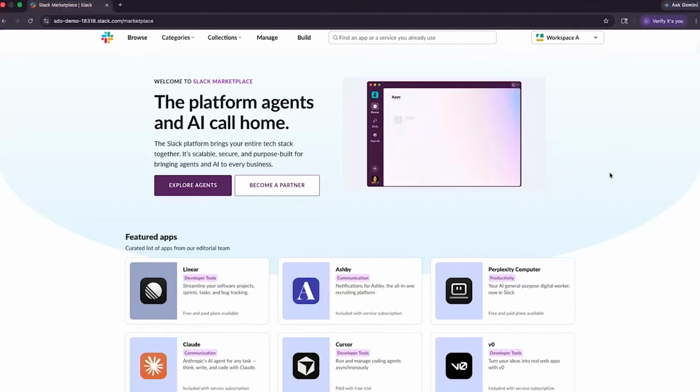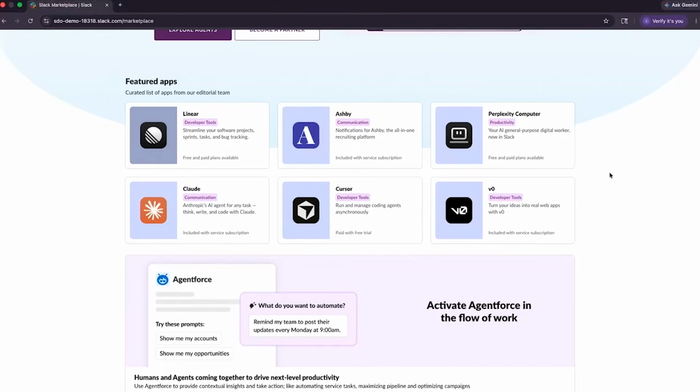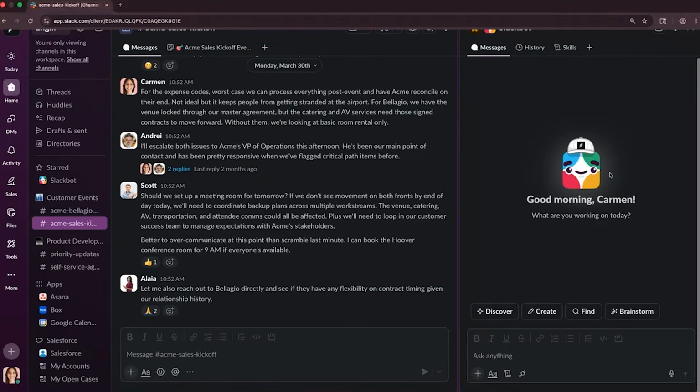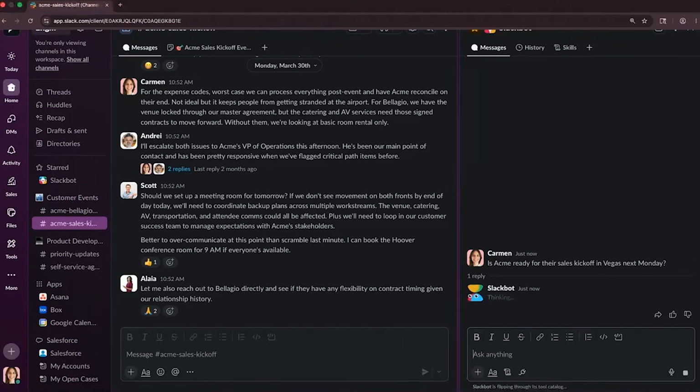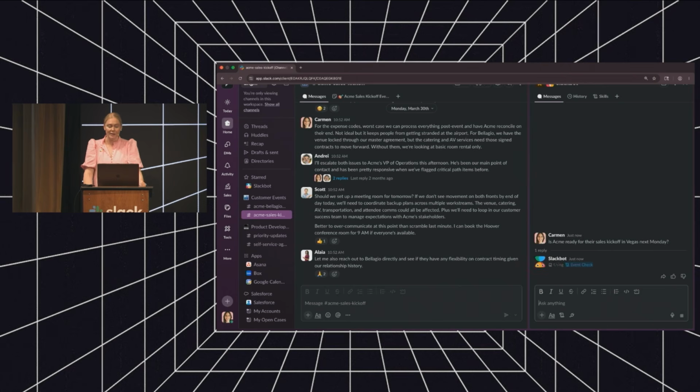So in this case, we're going to take a look at how we leverage Linear, Cursor, DocuSign, all these fantastic pieces. So we're going to go back to Slack now, and we're going to see what happens when we actually have Slackbot connected to that ecosystem. Same question: hey, is Acme ready for their sales kickoff in Vegas next Monday? And what's going to happen here is we're going to pull context through, coming in from Linear.